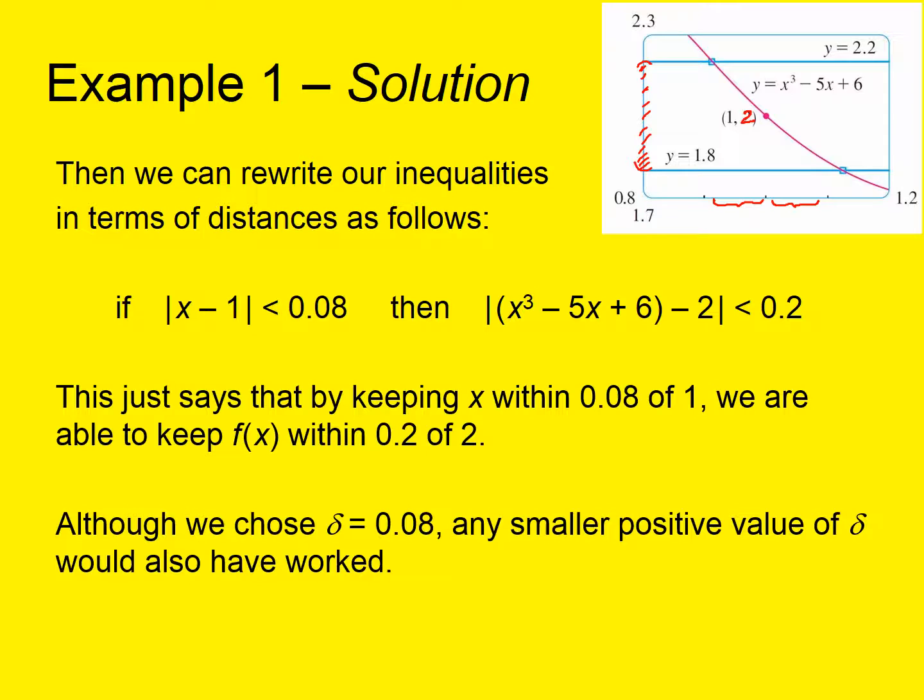Although we chose delta equals 0.08, any smaller positive value of delta would also have worked. I mean, we could have given a kind of a cheesy answer and said, oh, let's let it be 0.01, in either direction. Yeah, that'll keep the function within a distance of 0.2 from 2, right? I mean, then we would just be talking about this much, and that's definitely within 0.2. In fact, it's a lot less than that.